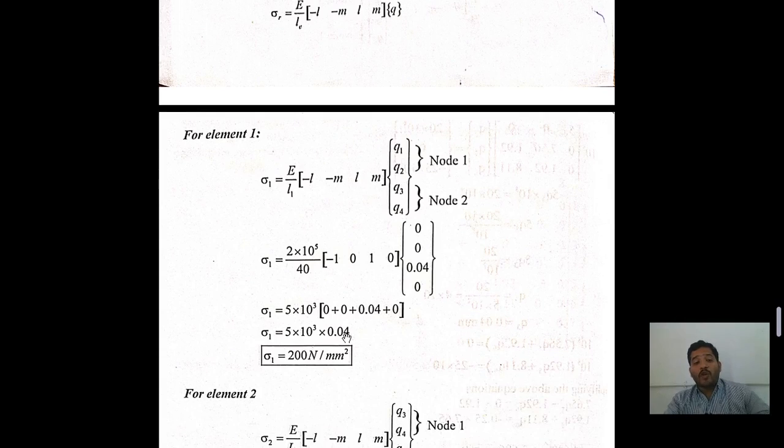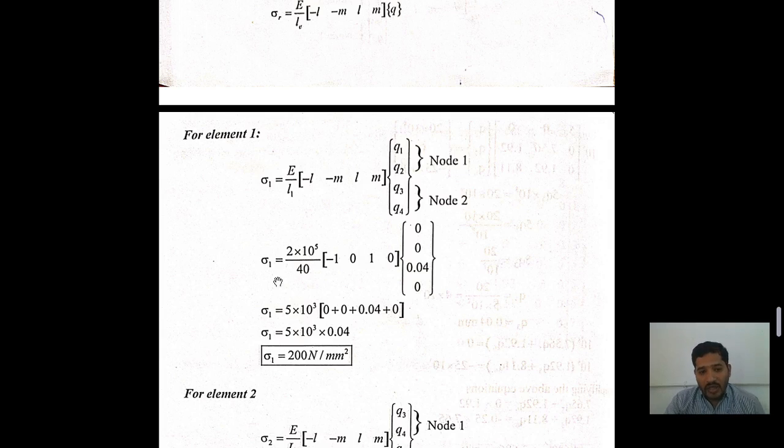First of all, we need to find out for element number 1. If you want to find out for element number 1, we have to select the nodal displacements Q1, Q2, Q3, and Q4, the node 1 and node 2 in which element 1 lies. If you join the first node and second node, it forms the first element. Clear? Done. E, the modulus of elasticity, is already given as 2 into 10 power 5. The length of the element is given as 40. L is minus 1. M value we already got from the table: 0, 1, comma 0. Q1 value is 0, Q2 also 0, Q3 we got as 0.04, and Q4 also 0.